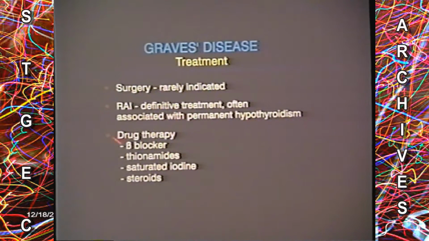Okay? And then when they're hyperthyroid, you want to use beta blockers, propranolol, atenolol, to block the effect of thyroid hormone until these treatments kick in. So this is really more for symptom control while you're waiting for the radioactive iodine or surgery to kick in. Okay?